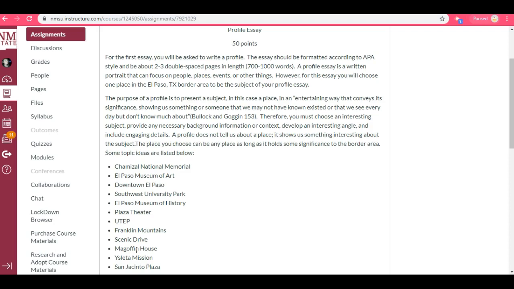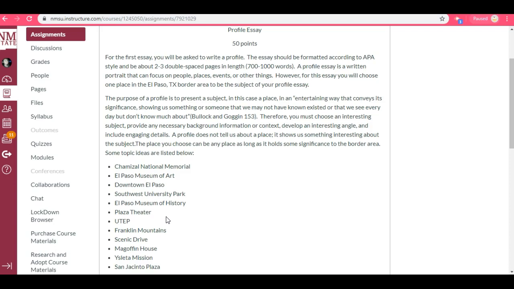Now, I know some of you are not actually in this area. Some of you live out of town or out of the country. That is fine. When you are writing this essay, you want to conduct an online search. For example, if you decide to write about the Plaza Theater, you can do a Google search and find out as much information as you can about this place, its history, and you also want to do a Google image search so that you can actually look at pictures.